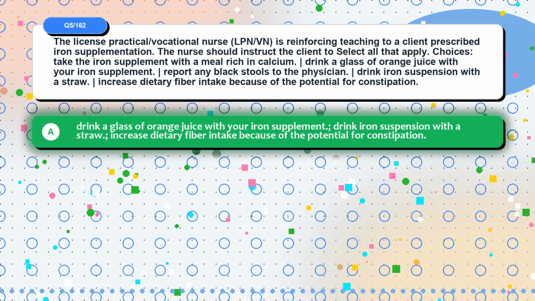The correct answer is option A. Drink a glass of orange juice with your iron supplement. Drink iron suspension with a straw. Increase dietary fiber intake because of the potential for constipation.